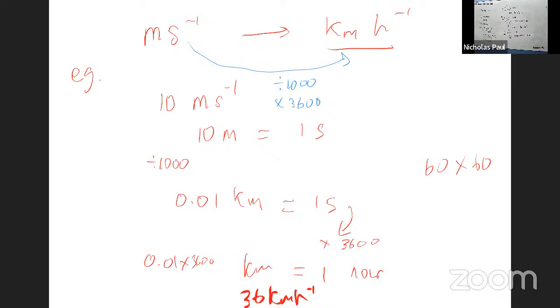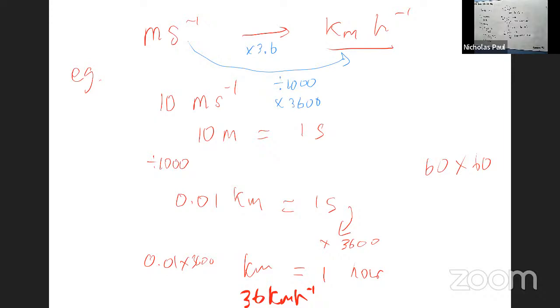Yes. Right? You can just multiply by 3.6. So the shorter shortcut is to multiply by 3.6. Okay? That's the shorter shortcut. So you have a long and short and an even shorter way.